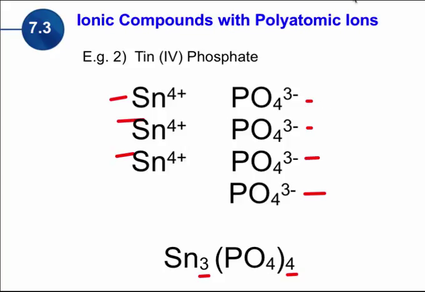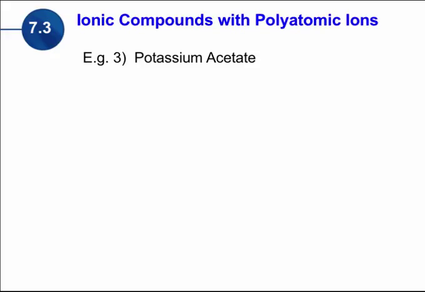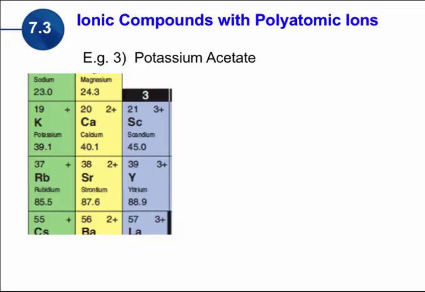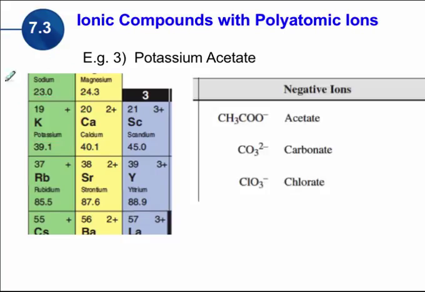So let's try one last one. Let's try potassium acetate. Again, potassium, periodic table. Potassium, there it is right there. Charge of 1 plus. Acetate. Turn to your list of polyatomics. It's the one right at the top. It's the one that has a lot of atoms together, but we don't care how many atoms. We write it out the same way.